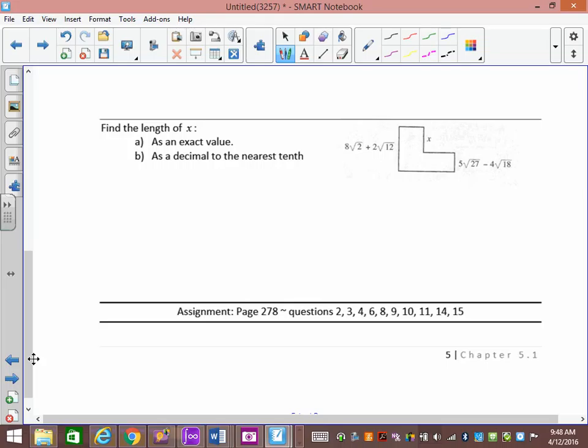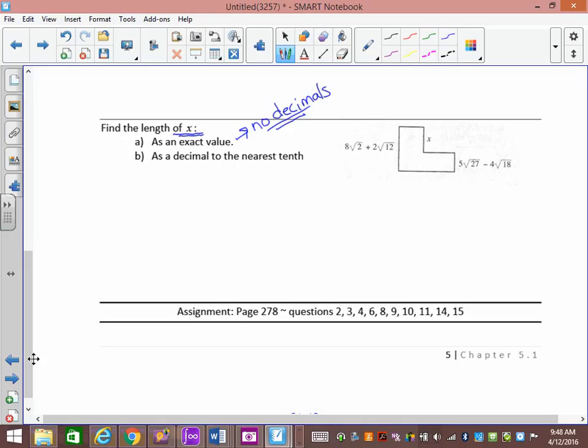This one's even better because it's not a perimeter and it's not an area question. It literally just wants you to find the length of x as an exact value, which means no decimals. You can't just plug it in your calculator and give me an answer with a decimal. If you do that, you get no marks. It's a radical unit. If you could just plug it in as a decimal, it kind of defeats the purpose of it being a radical unit.